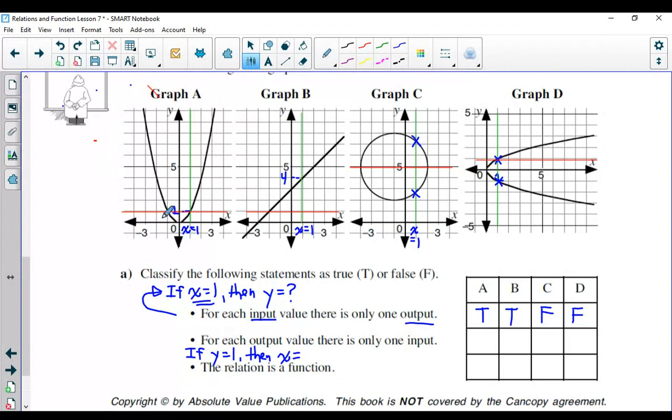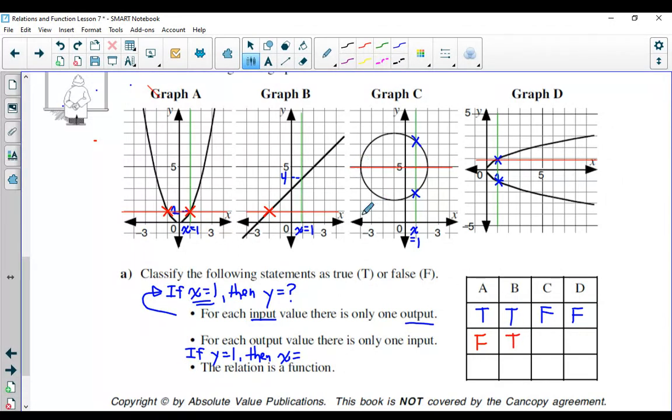Okay, if y is equal to 1, do you only have one input value, x? No. This one right here, you'd actually have two input values. You'd have one at x equals -1 and one at x equals 1. So this would be false. And then for this graph, for your one output value, which is y equals 1, do you have a single input value? Yeah, you have one input value, right here. So this would be true.